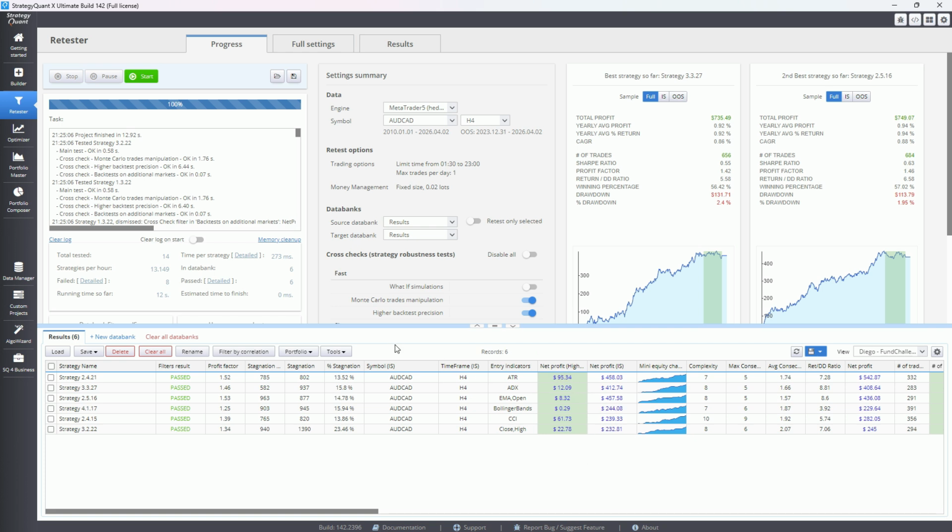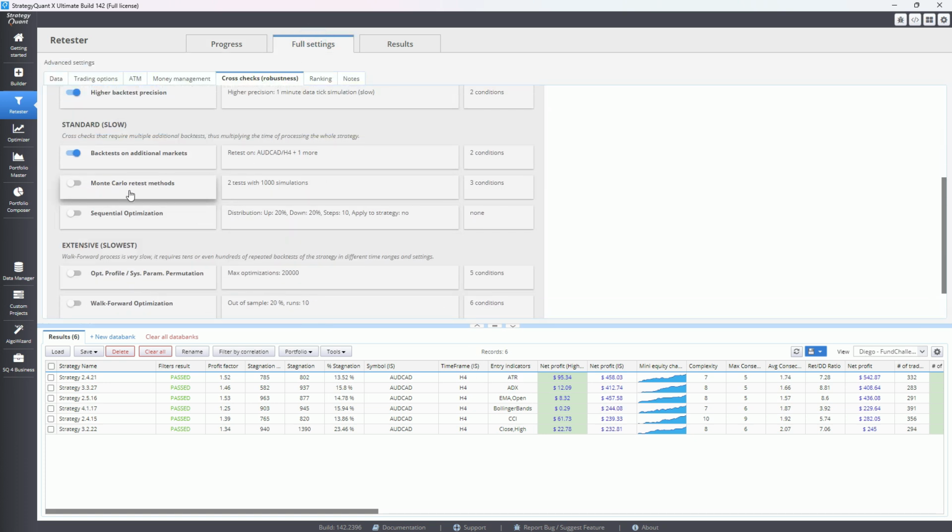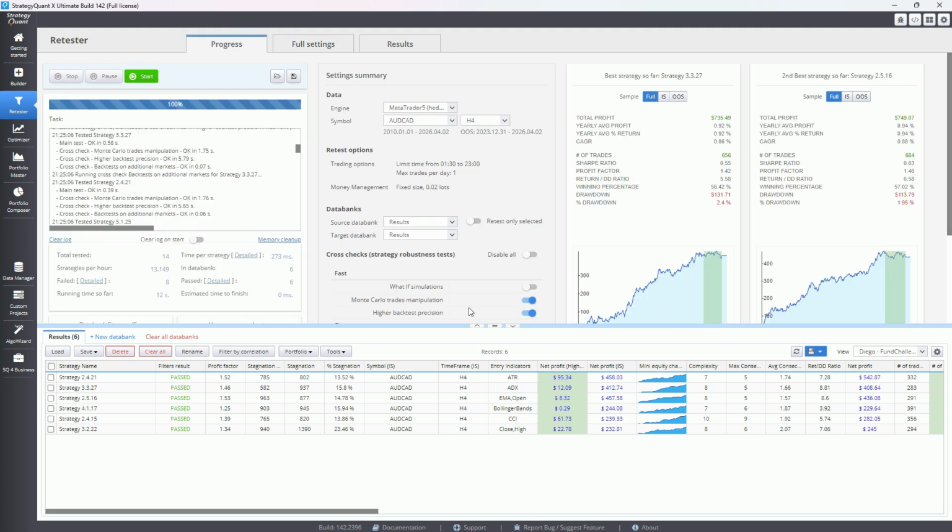Normally I discard 60% or 50% of the strategies, so I will stay with 400, let's say, and after that I apply the other robustness tests: the Monte Carlo retest methods, sequential optimization, optimization profile, and system parameter permutation. Once I apply those tests, which take most of the time, depending on how many strategies, it could be 2-3 days. After that I will stay with 20, and then with 20 I do what I'm going to show you now.